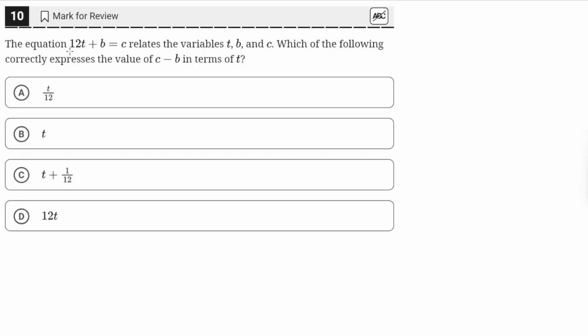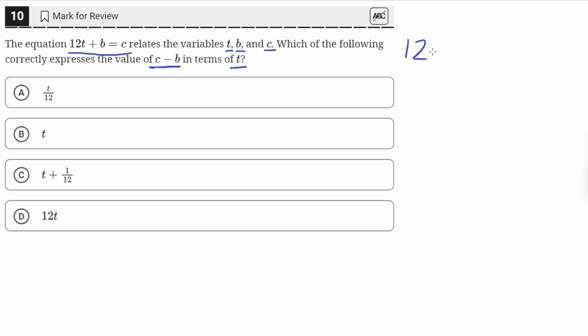The equation 12t plus b equals c relates the variables t, b, and c. Which of the following correctly expresses the value of c minus b in terms of t?